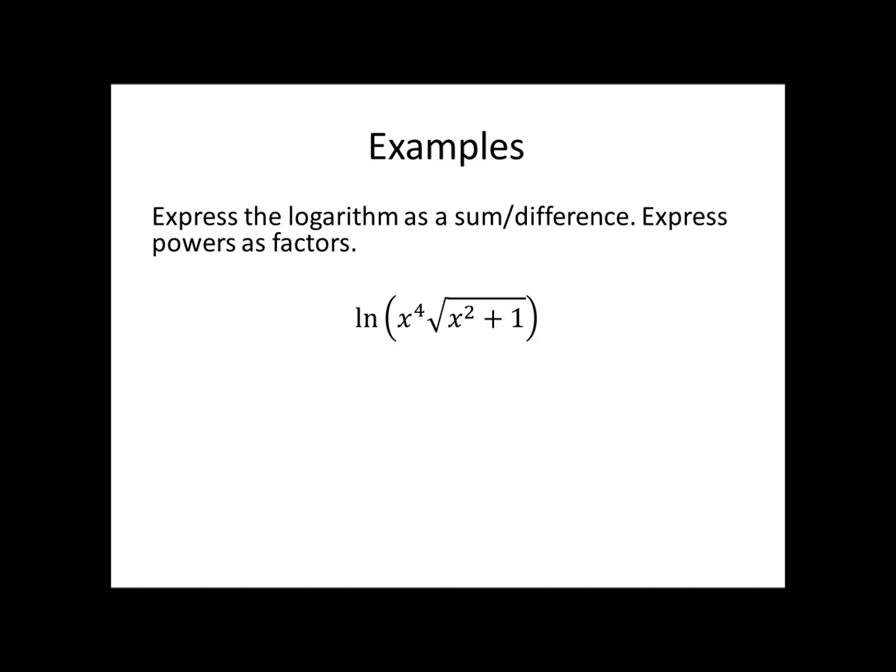So here's what we want to work on. We've got the natural log of x to the 4th times the square root of x squared plus 1. So the first thing I see is that I have x to the 4th times the square root. So I'm going to separate that out into two logarithms. Logarithm of x to the 4th plus the log of square root of x squared plus 1. I guess I should be saying the natural logarithm. You don't want to change your base or anything if you don't have to.